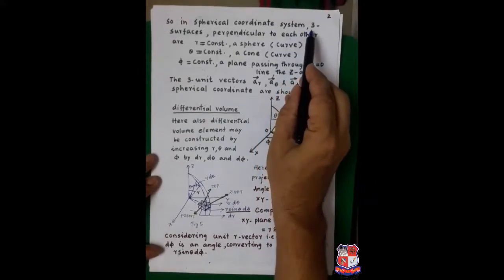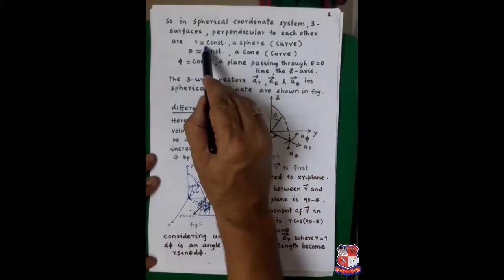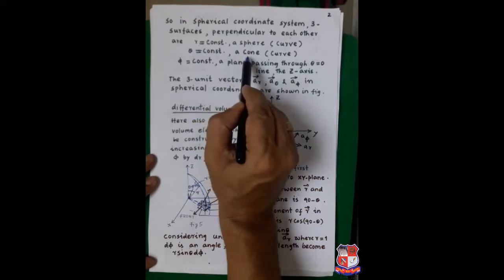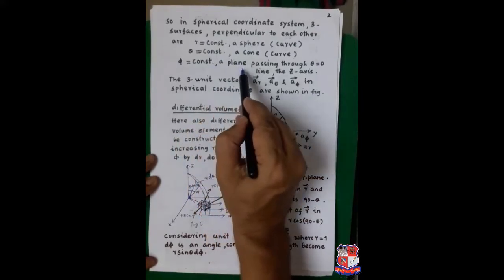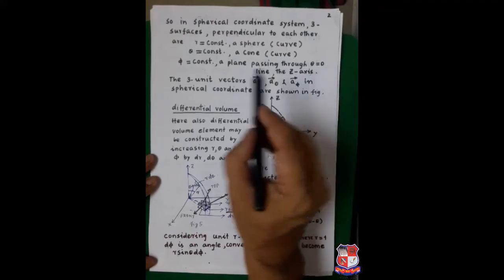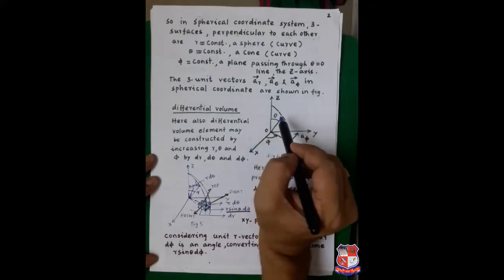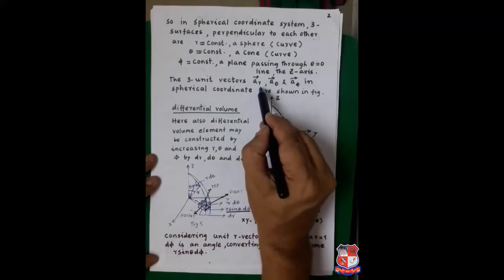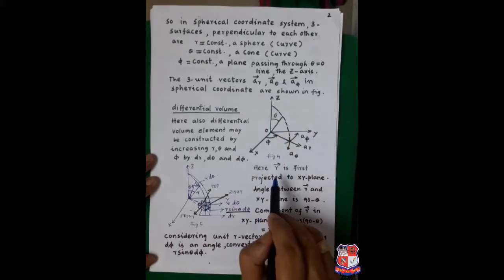So in the spherical coordinate system, we saw 3 surfaces perpendicular to each other. One is r equal to constant, a sphere, which is a curved surface. Theta equal to constant is an inverted cone, that is also a curved surface. Phi equal to constant is a plane passing through the theta equal to 0 line, that is your z axis. So the 3 unit vectors here are a_r, a_theta, a_phi in the spherical coordinate system. We know unit vectors are vectors having unit magnitude in the directions r, theta and phi respectively.